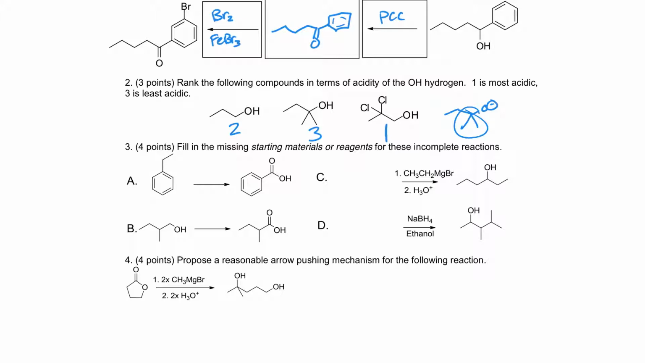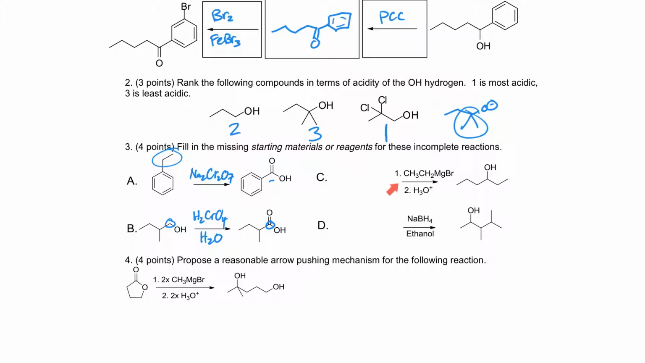All right, for 3, we're asked to fill in reagents or starting materials for these incomplete reactions. Here we're taking an alkyl group, turning it into a carboxylic acid, and we can do that with the sodium dichromate oxidizing reagent, Na2Cr2O7. For B, we're asked to take this primary alcohol and turn it into a carboxylic acid. We can do that also with chromium reagents. Let's use Jones reagent in this case, H2CrO4, mixed with water. That will give us a primary alcohol oxidized to a carboxylic acid.